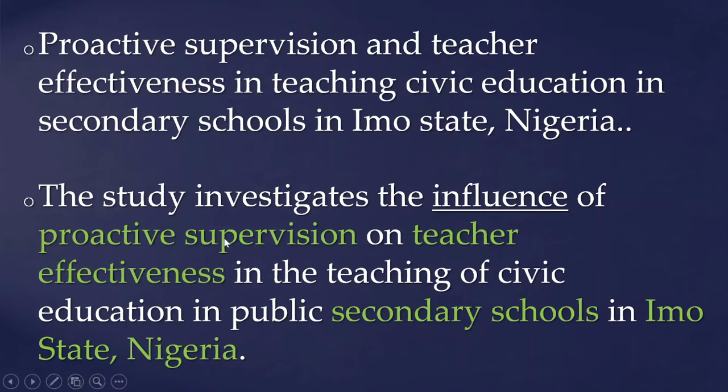And in this case, you have proactive supervision as the independent variable. You have teacher effectiveness as the dependent variable. You have influence as the association. And you have the secondary school as the subject. Then you have Imo State, Nigeria as the location of the study.